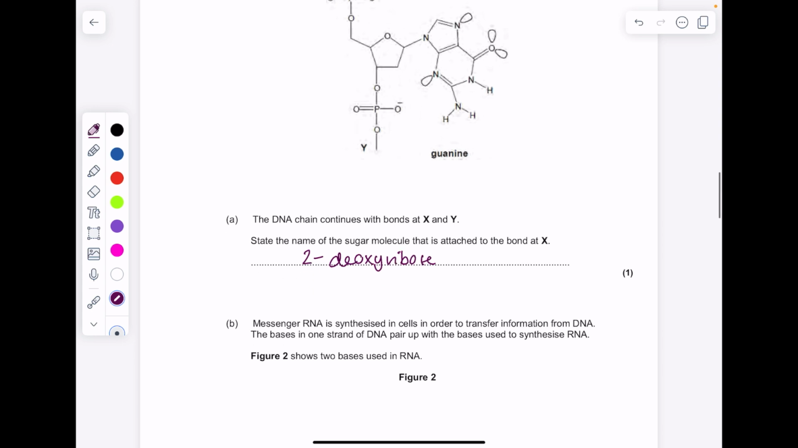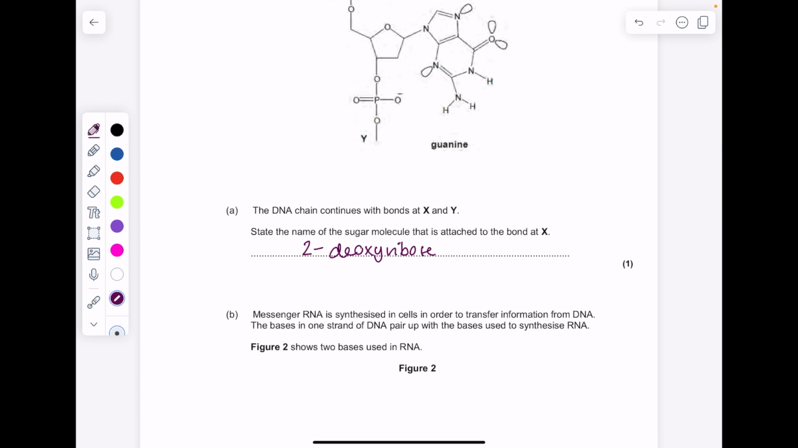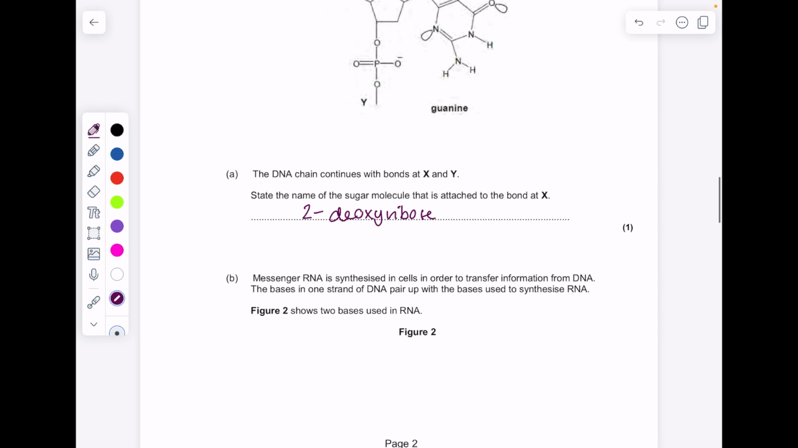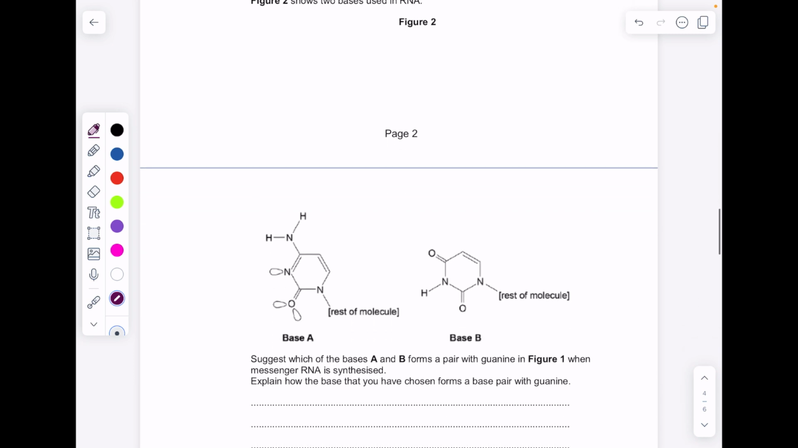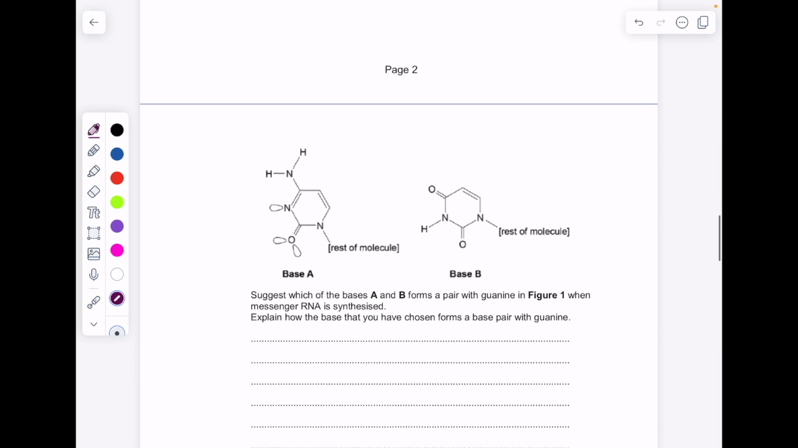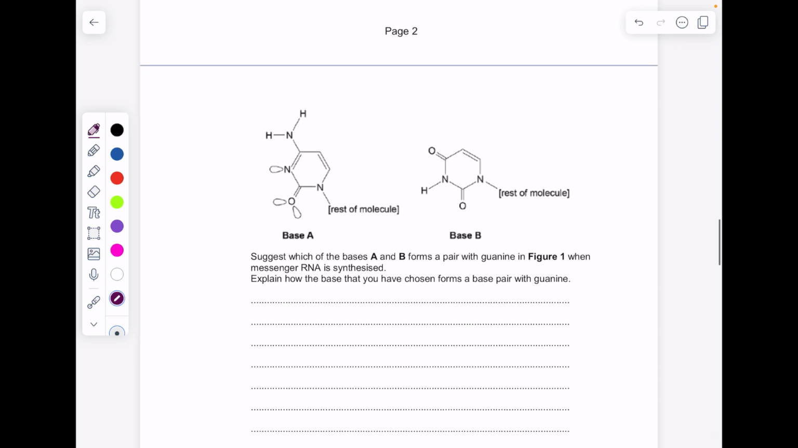Messenger RNA is synthesized in cells in order to transfer information from DNA. The bases in one strand of DNA pair up with the bases used to synthesize RNA. Figure 2 shows 2 bases used in RNA. Suggest which of the bases A and B forms a pair with guanine in Figure 1 when the messenger RNA is synthesized. Explain how the base you've chosen forms a base pair with guanine.